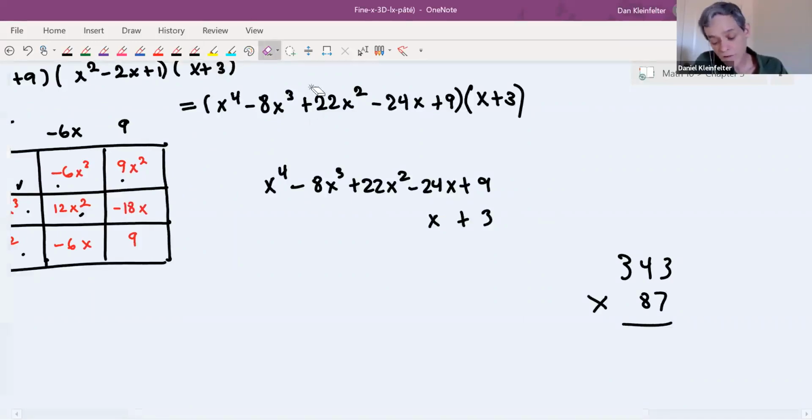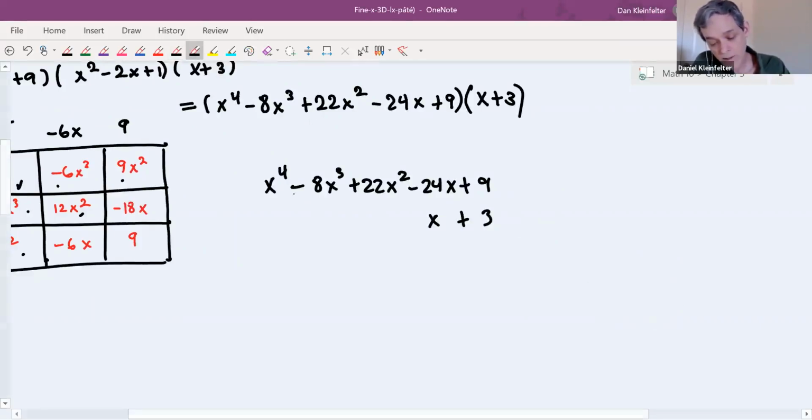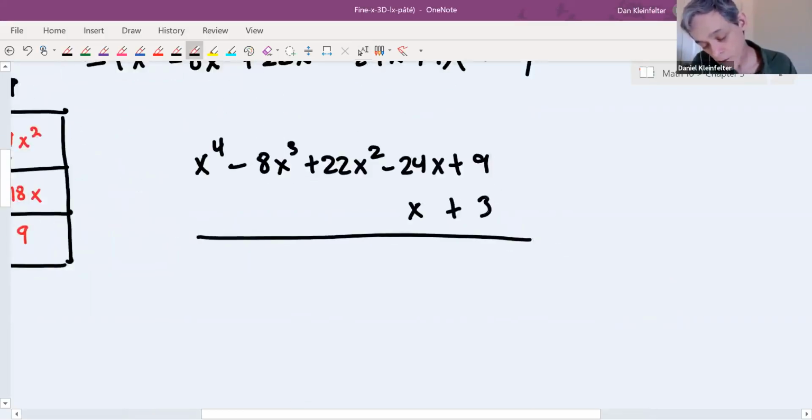We're going to do the same sort of thing right here to multiply the polynomials together. So what we'll do is we'll do 3 times all this stuff first, and then we'll go back through and do x times all of the top terms, and then we'll add everything up. So we're working right to left. So we have 3 times 9 is 27. 3 times negative 24 will be negative 72, so we'll have negative 72x. 3 times 22x squared will be 66x squared. 3 times negative 8, that will be negative 24x cubed.